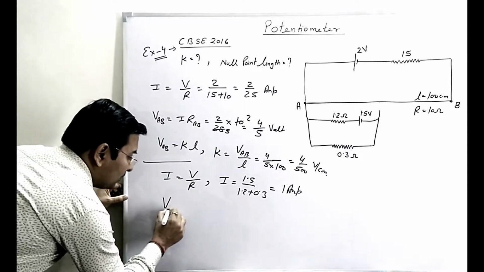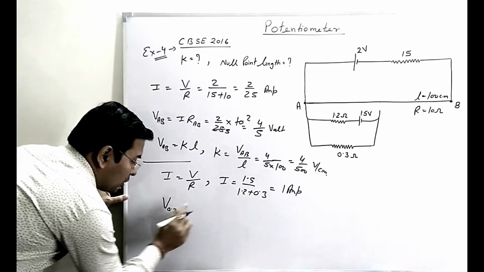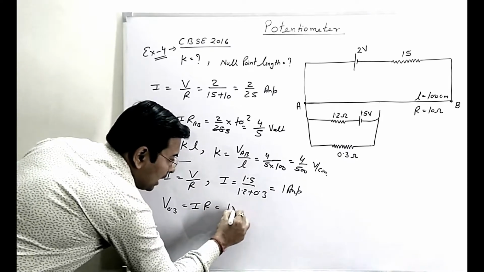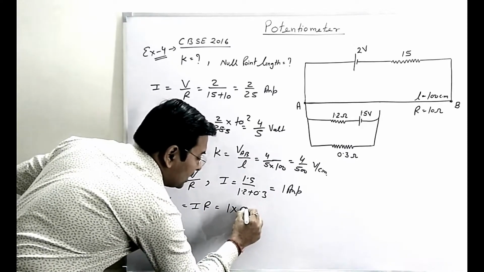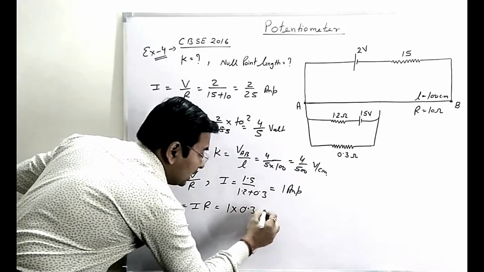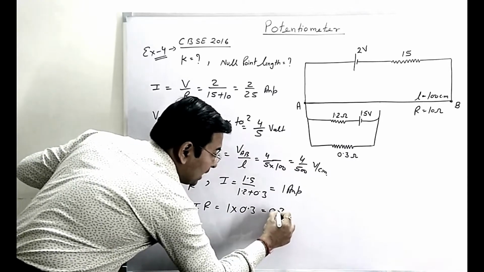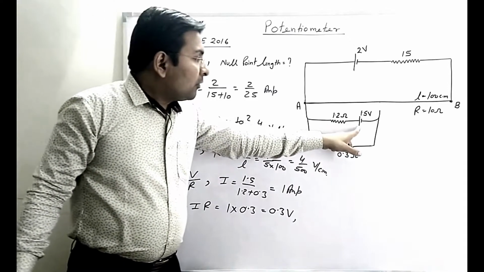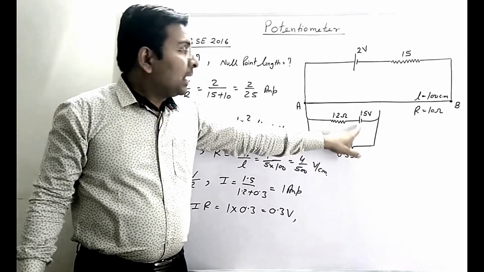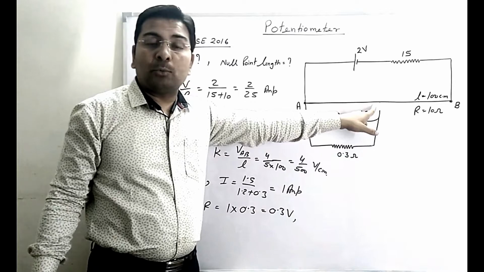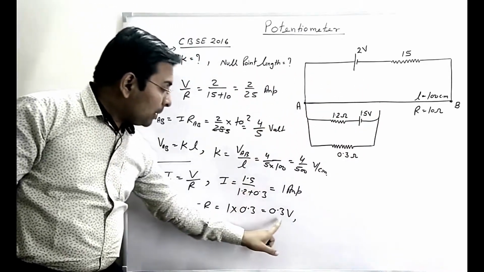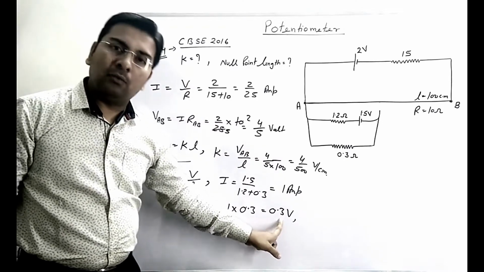हाँ वही निकाल लिया हमने. Potential across 0.3 ohm is simply given by IR. I is 1 ampere and resistance is 0.3. So this is 0.3 volt. Now 1.5 volt is not going to apply across the potentiometer wire. ठीक है, जो null point length आपको मिलेगी that will be corresponding to the 0.3 volt only.